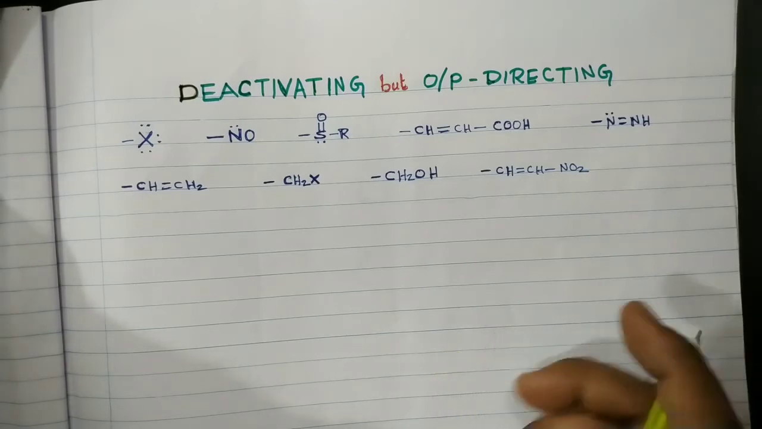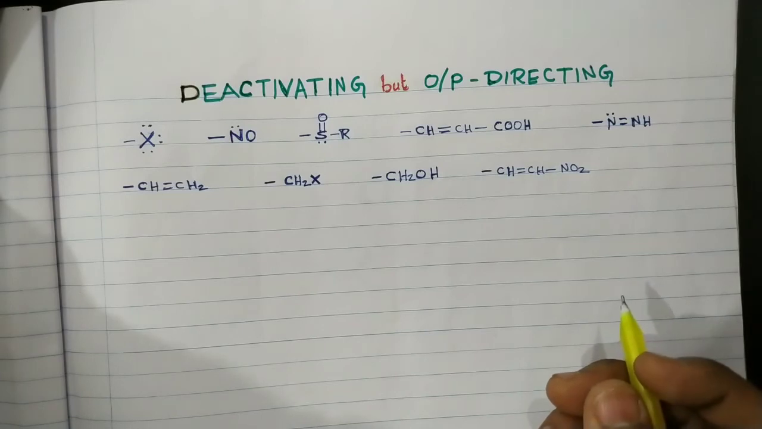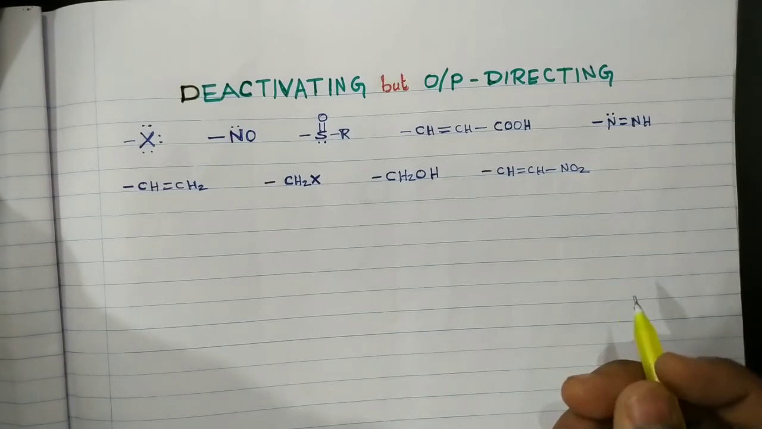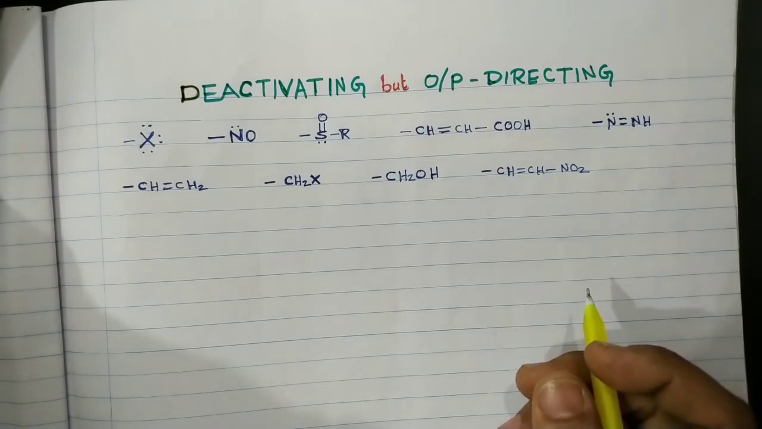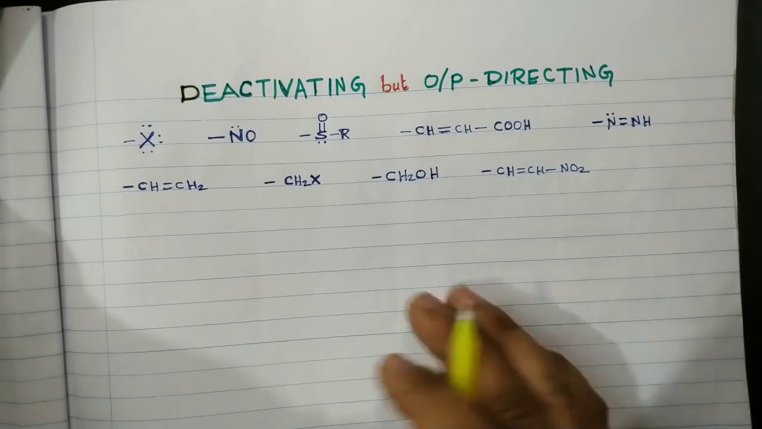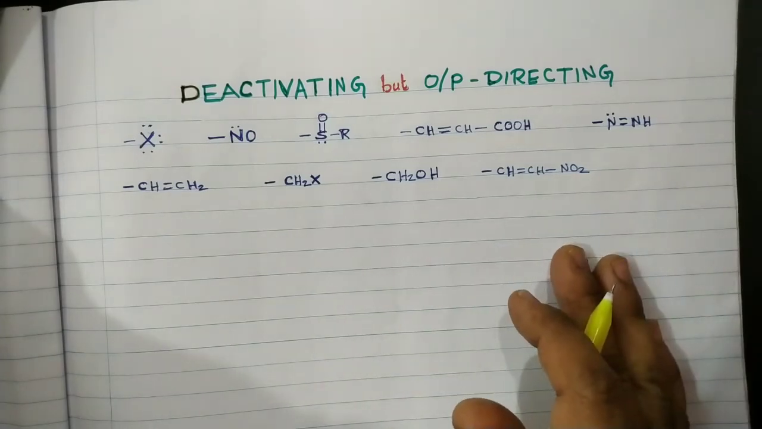For suppose NO2 is a deactivating group, that is a meta directing group. Aldehyde group: deactivating group and meta directing group. For suppose OH, NH2, CH3, OCH3, all these are the activating groups and ortho-para directing groups. You know that basic information.